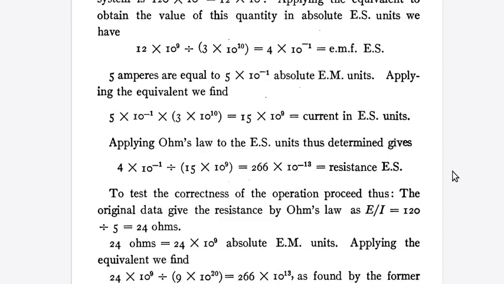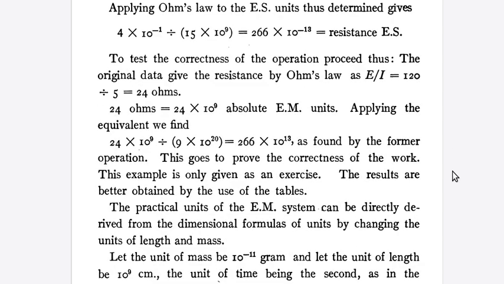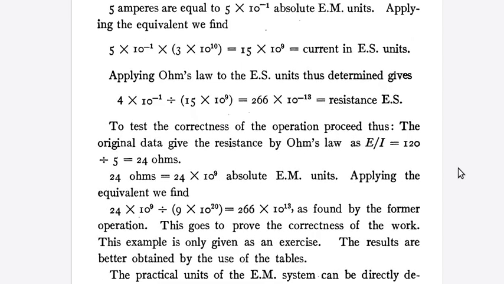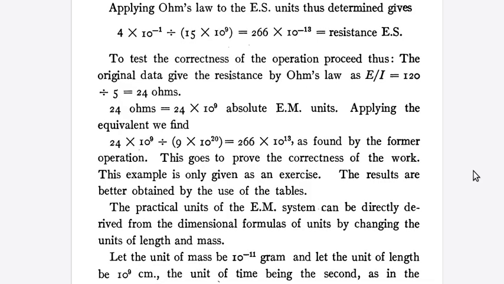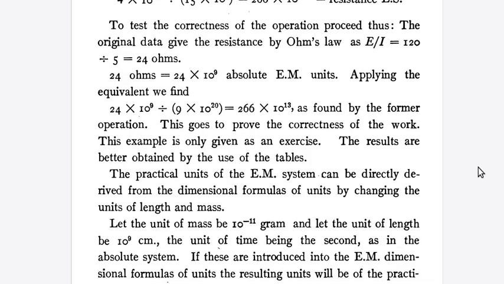To test the correctness of the operation, proceed as follows. The original data gives the resistance by Ohm's law as 120 divided by 5, which equals 24 ohms. 24 ohms is equal to 24 multiplied by 10 raised to the power of 9 absolute electromagnetic units. Applying the equivalent gives 24 multiplied by 10 raised to the power of 9 divided by 9 multiplied by 10 raised to the power of 20 equals 266 multiplied by 10 raised to the power of 13, as found by the previous operation. This proves the correctness of the calculation.